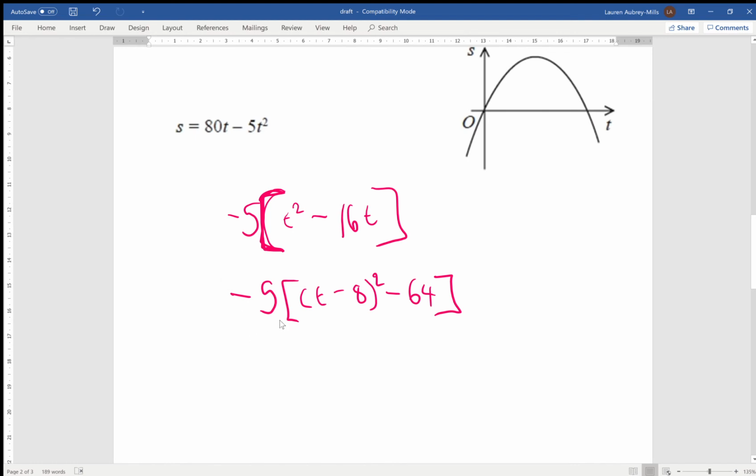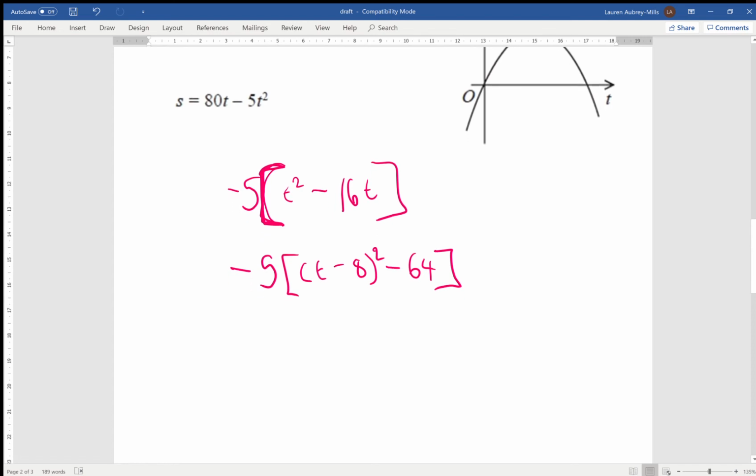Our next step is to multiply this -5 by anything that's outside. Now we've got -64 out here. So this is when we get rid of the square bracket, and we end up with t -8 squared, and then -5 times -64, that would be plus 320. And that is now in the completed square format.